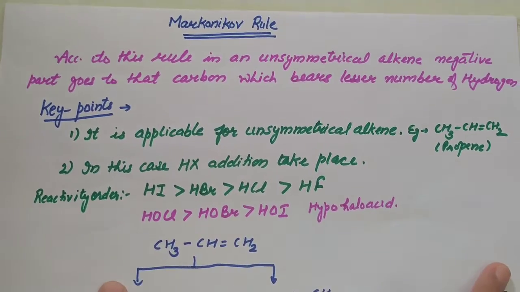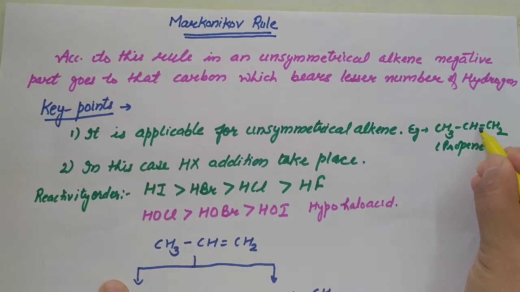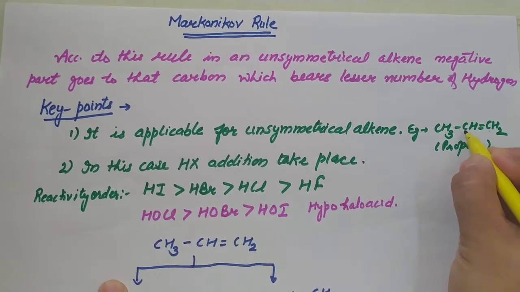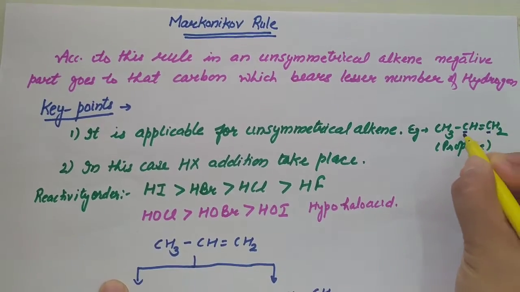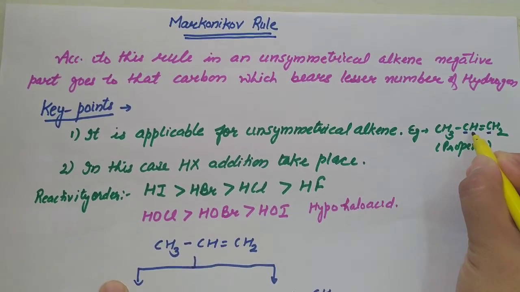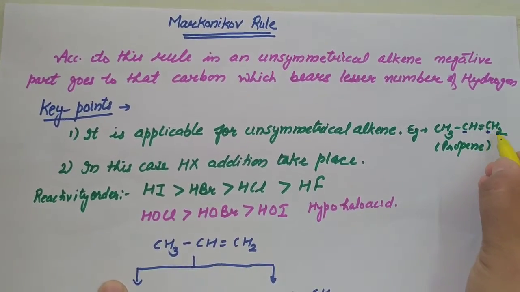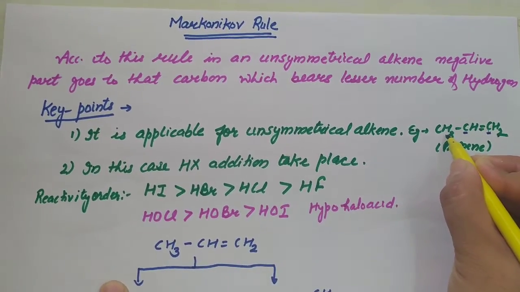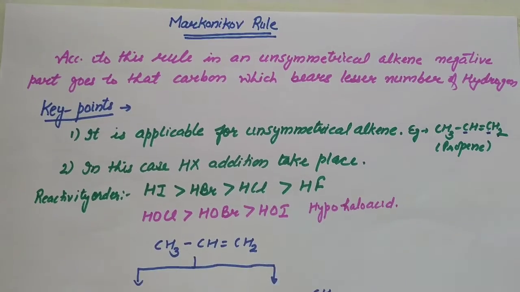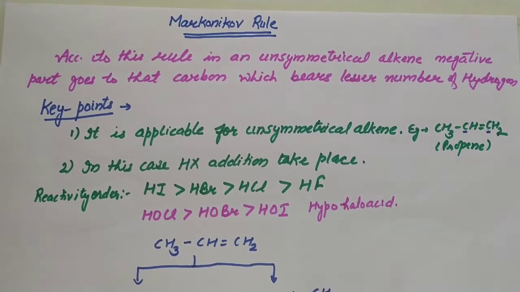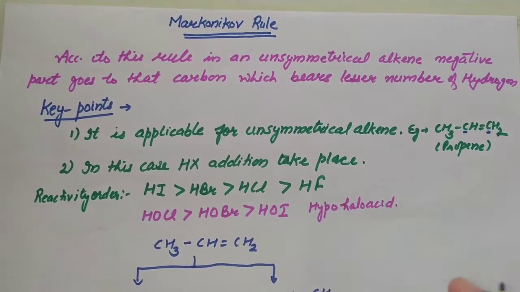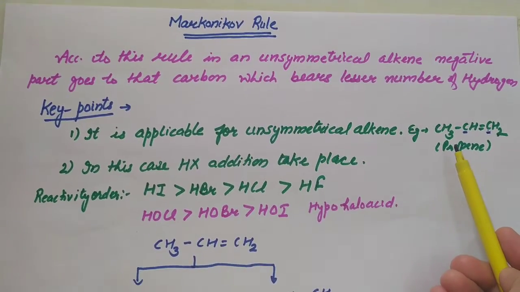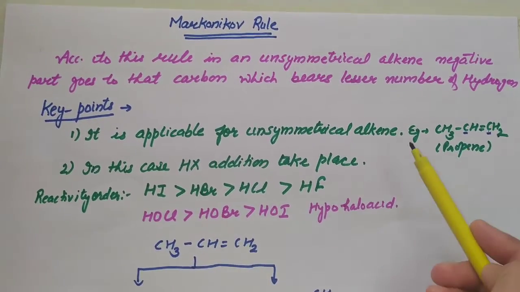Why is this an unsymmetrical alkene? Because the double bond is here, and these two carbons are attached to two different groups. For example, this carbon is attached to two hydrogens and this carbon has a hydrogen as well as a methyl group. So their neighbors are different, so these are known as unsymmetrical alkenes. And this Markovnikov rule is applicable to unsymmetrical alkenes or alkynes.